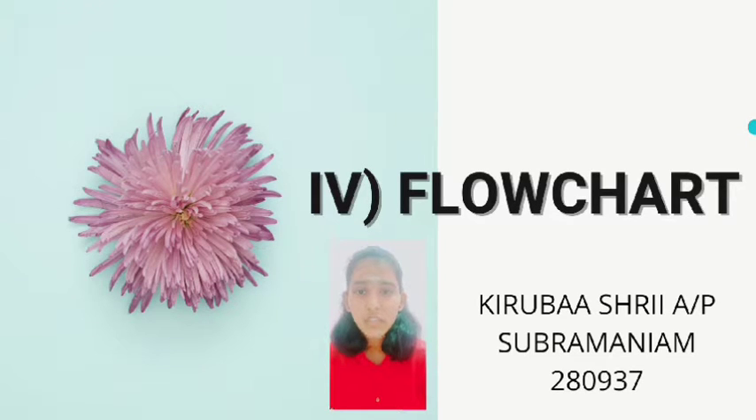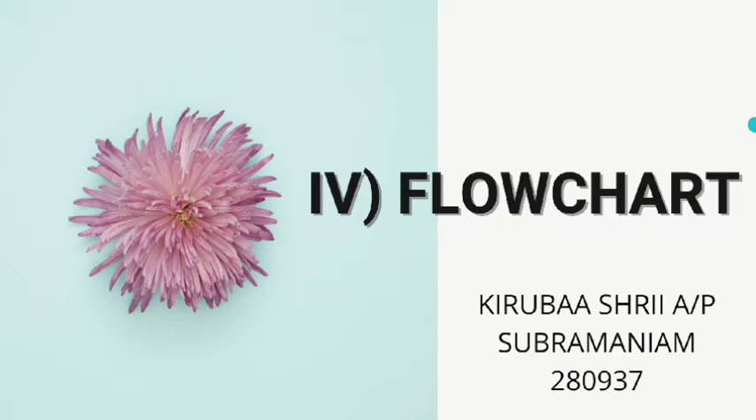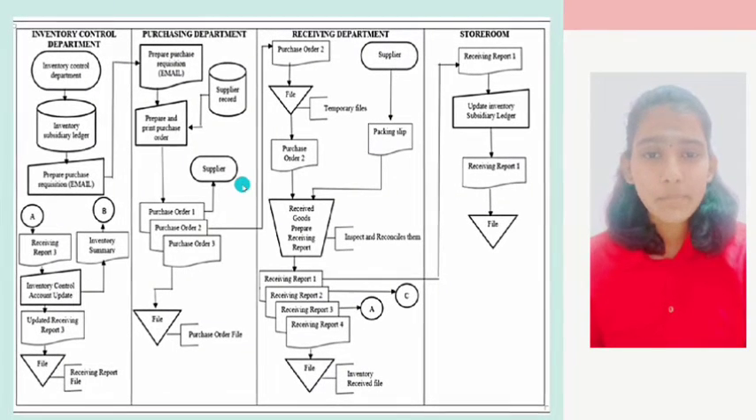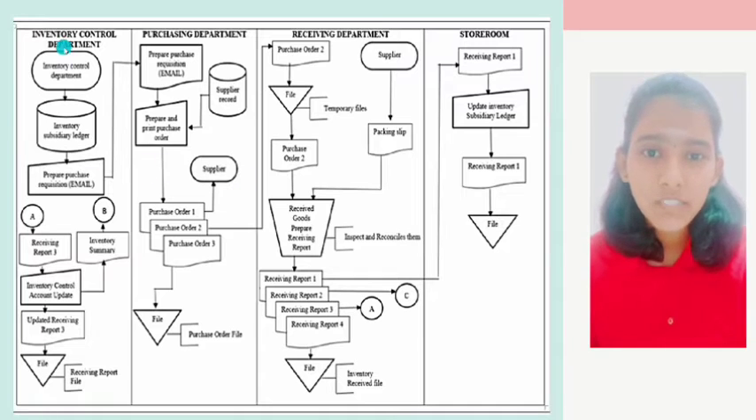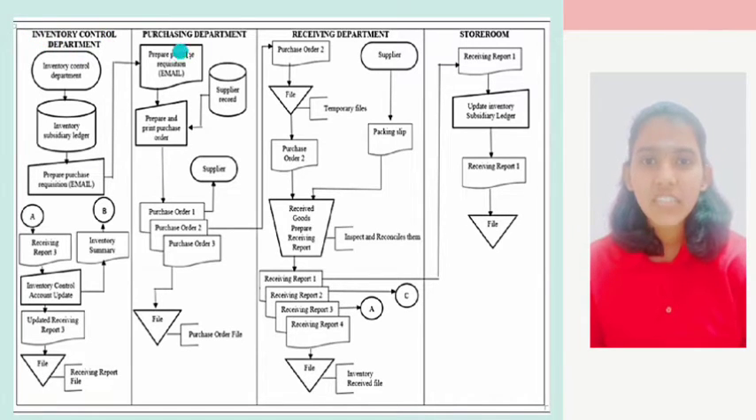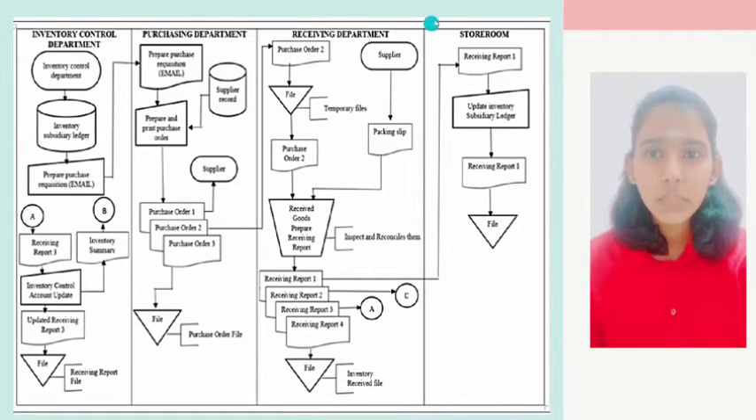So now I will continue with the flow chart. There will be 5 departments involved in the flow chart of the Sampin Sonke Enterprise, such as Inventory Control Department, Purchasing Department, Receiving Department, Storeroom, and also Accounts Payable Department.